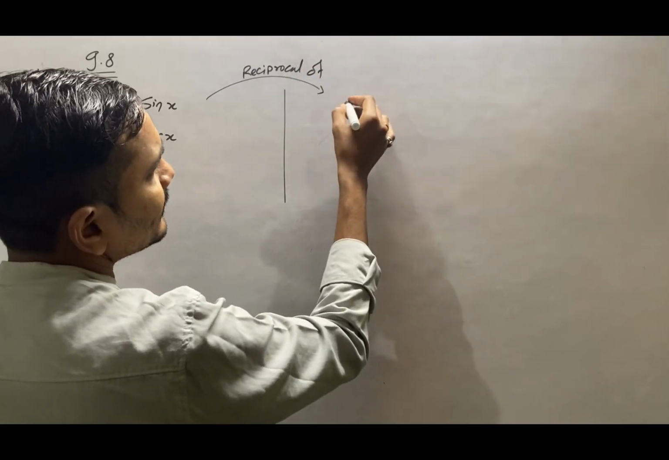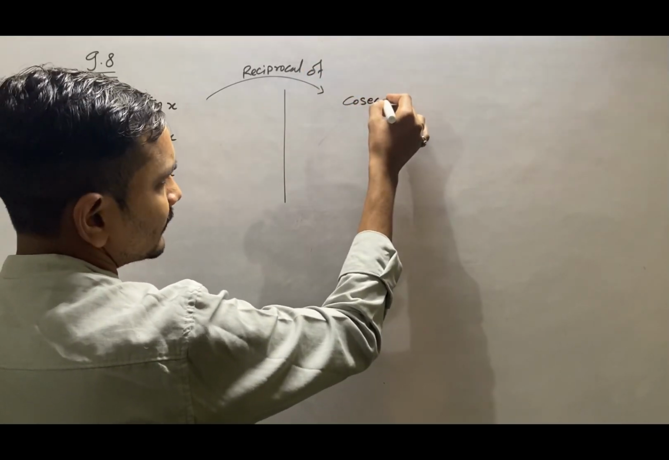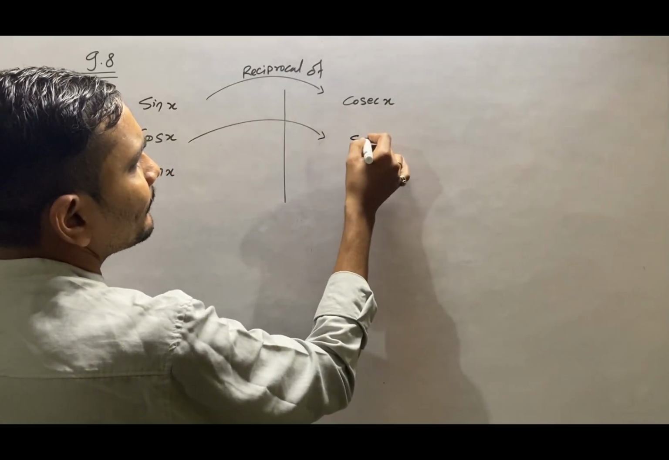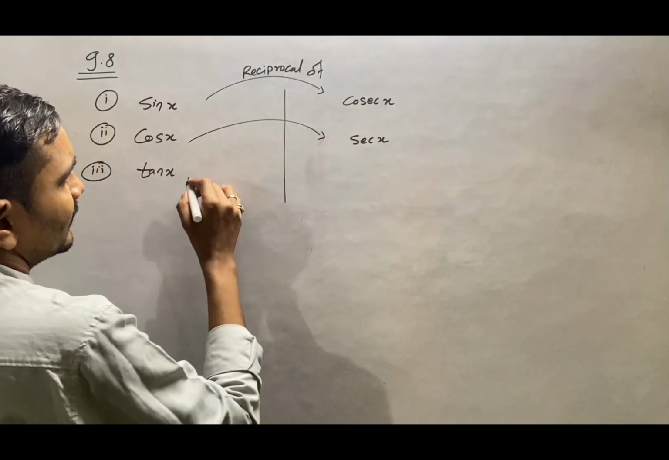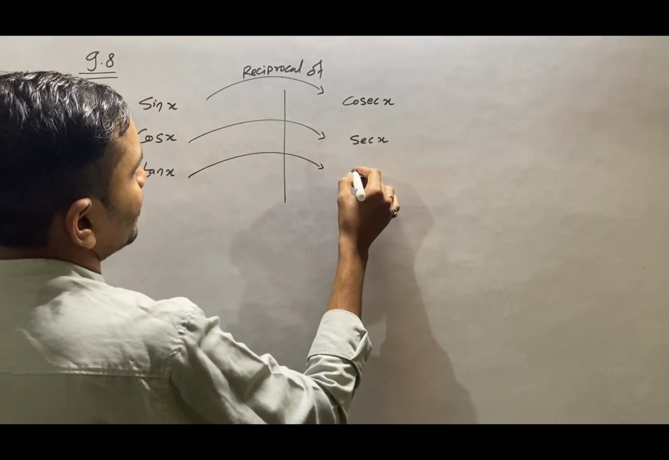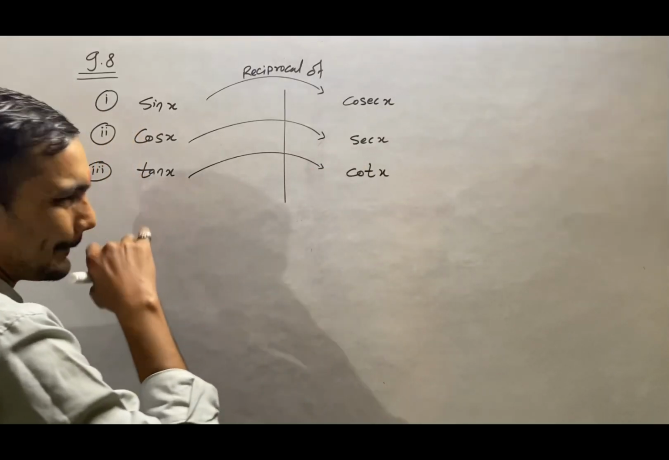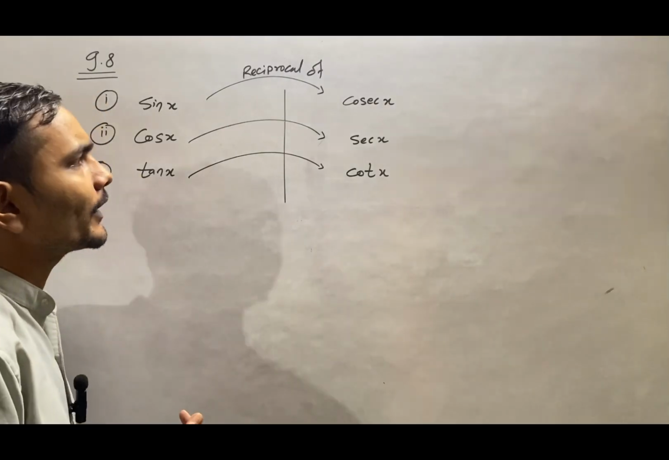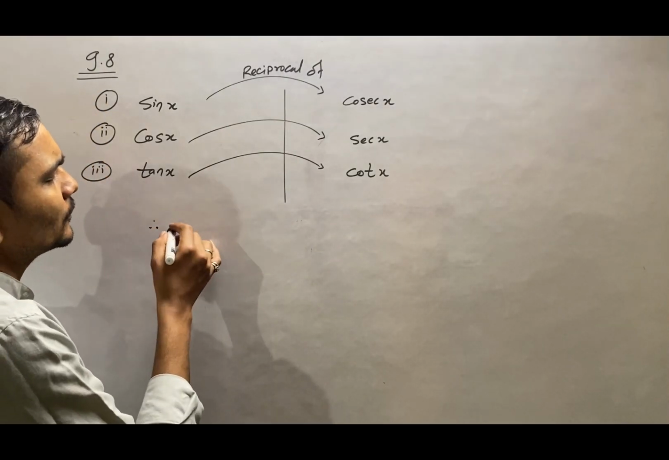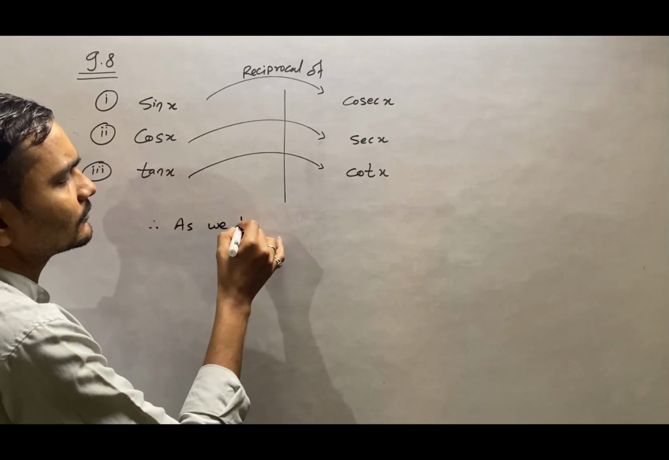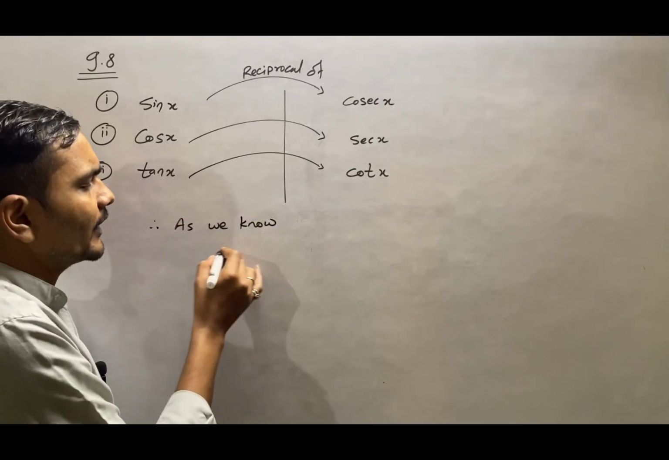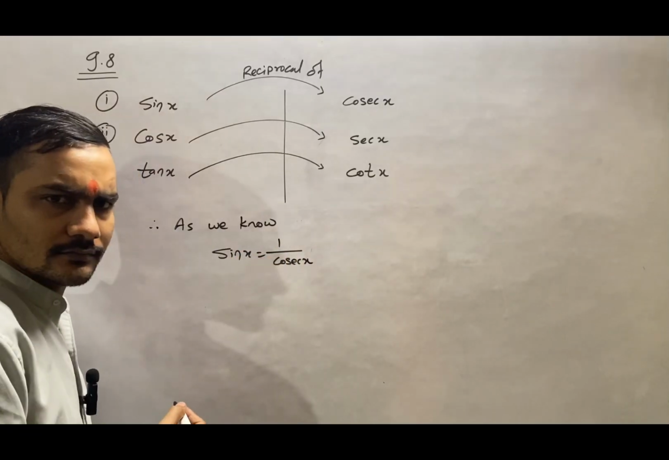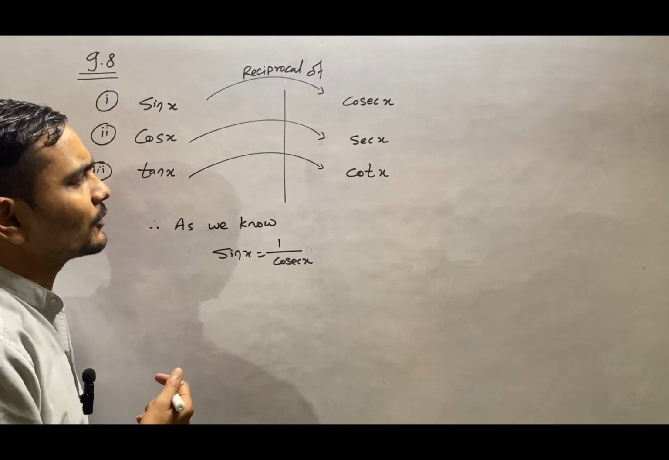of sine is cosec. Reciprocal of cos is sec, and the reciprocal of tan is cot of x. Basically, the reciprocal means we already have a relation between trigonometric functions. As we know, we can say sin x equals 1 over cosec x. Yeah, they are the reciprocal.